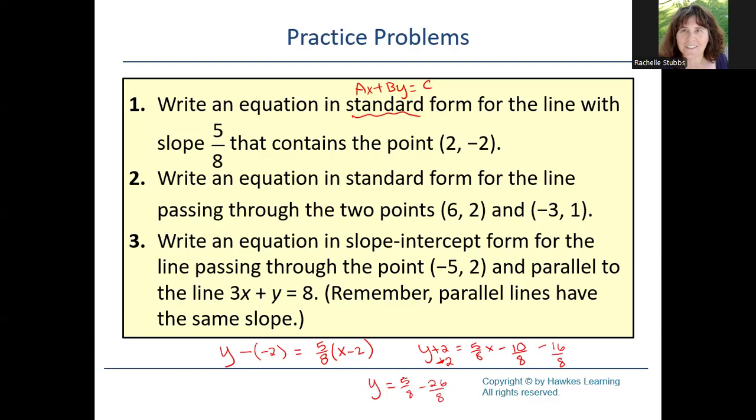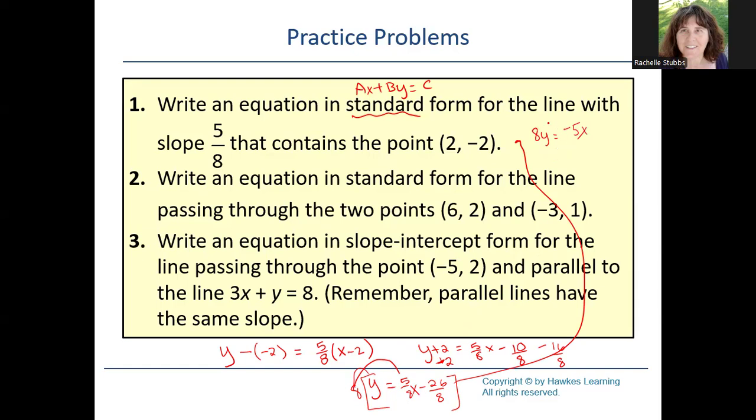But now we want to multiply the whole thing because we want it in standard form. We're going to get 8y is equal to, there should be an x here, sorry. If I multiply that all by 8, I get 8y. Here I'm going to get 8 times 5 is 40. 40 divided by 8 is 5x.